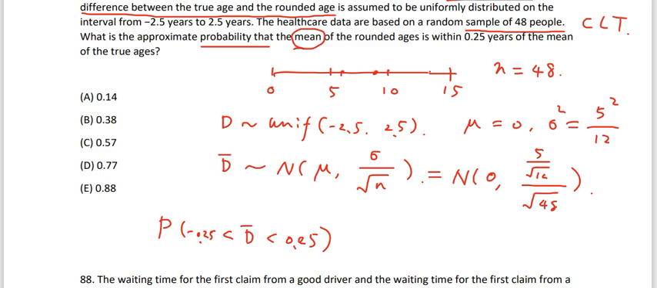So we just want to find this probability, right? This is a normal distribution probability. Okay, so we just change this to standard normal, then we can find this.